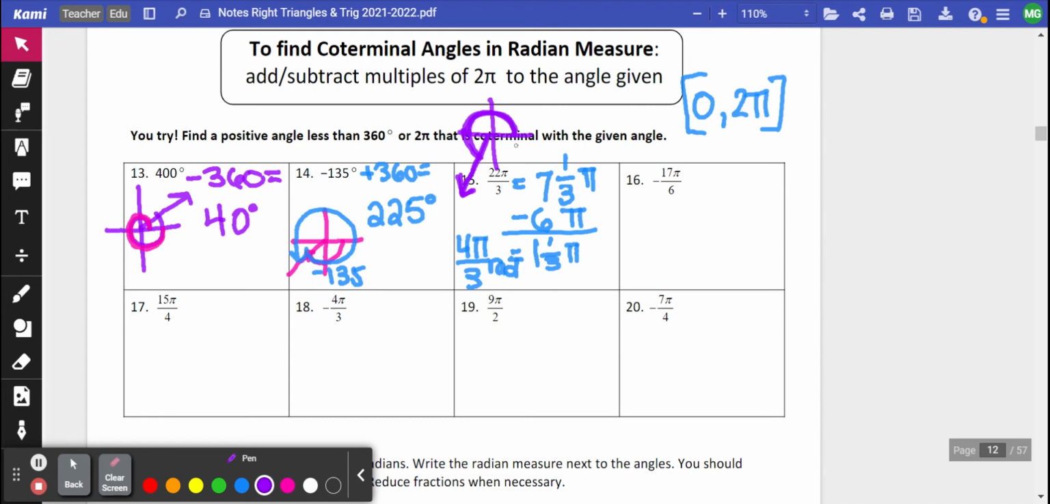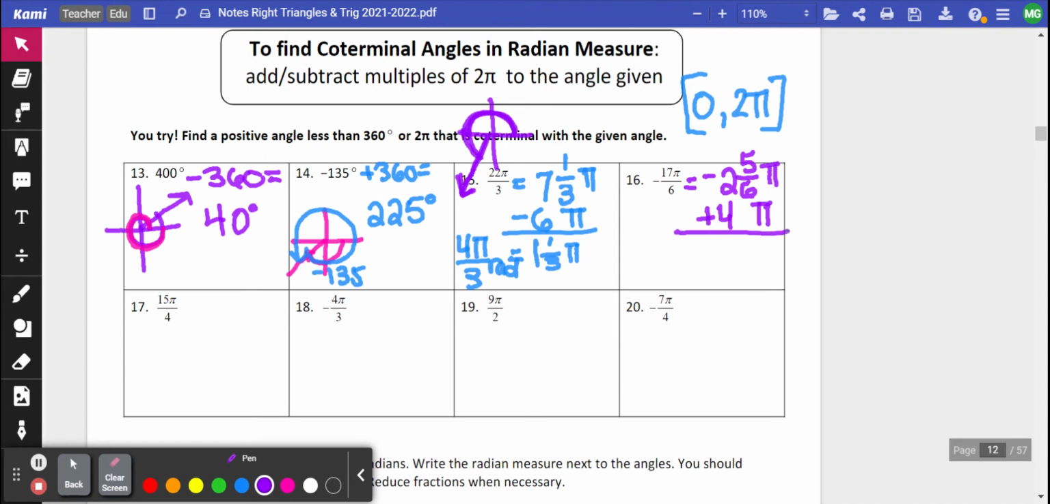I'm going to do one more with you, and then I'm going to stop. You're going to stop the video and try to do the next 4. So again, same deal. We're going to convert this to a mixed number. So it's going to be negative. 6 goes into 17 twice with 5 left over. Okay, so let's think about that. If we add 2 pi, we're still going to have negative 5/6 pi. So what we're actually going to do is we will be adding 4 pi.